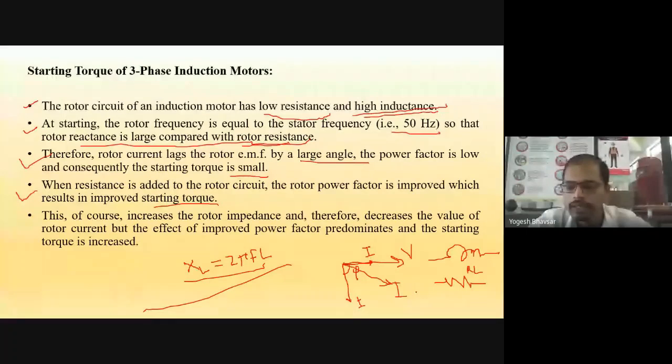जसं जसं रेजिस्टन्सची व्हॅल्यू वाढवली तसं तसं हा करंटचे फेजर हे व्होल्टेज कडे जाईल. Right? So because of this, the power factor will be improved, and hence the starting torque is also improved. Because the resistance will increase and the inductance will decrease. Of course this increases the rotor impedance and therefore decreases the value of rotor current, but the effect of improved power factor predominates and the starting torque is increased.